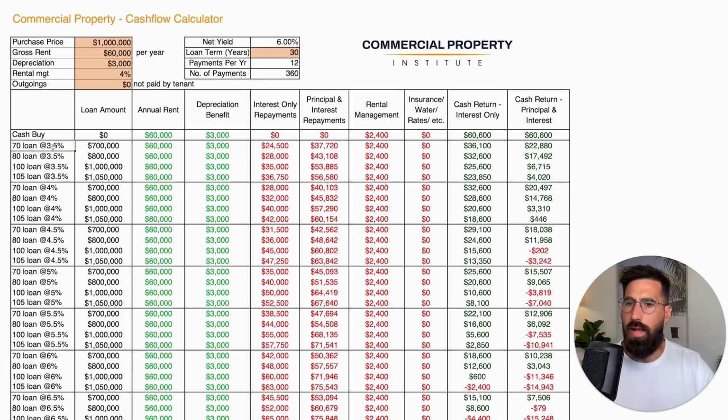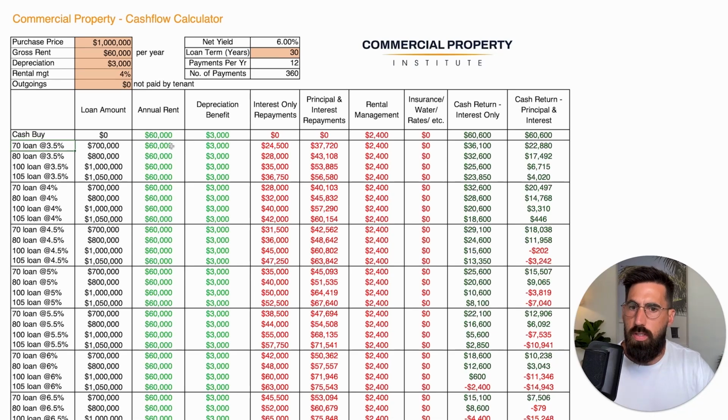Now let's have a look at a 70% loan on the property, i.e. you'd be paying a $300,000 deposit on this property. An aggressive investor will typically go for 70% loans or 80% loans if they can get it, or potentially be looking at remortgaging another property, and this is where the 100 and 105% loans come in. So for a 70% loan, this would be a $300,000 deposit for a $1 million property.